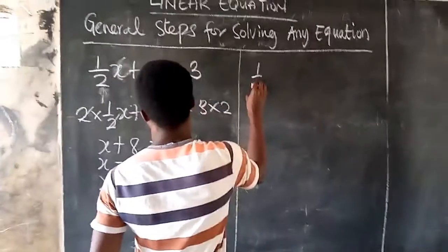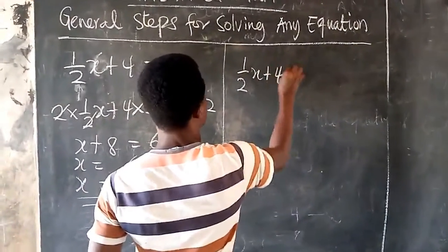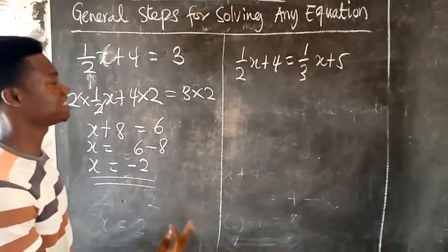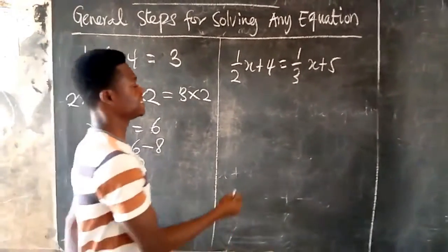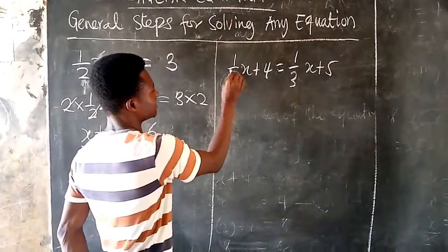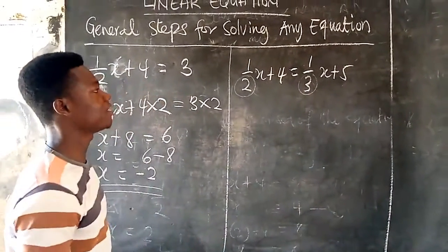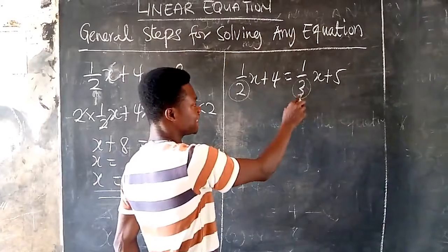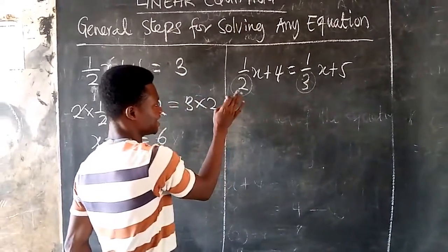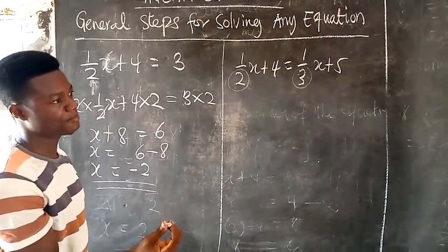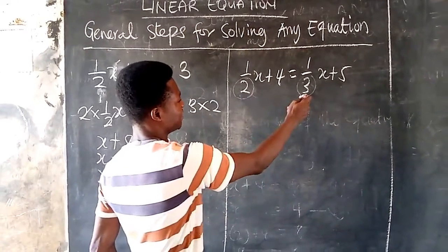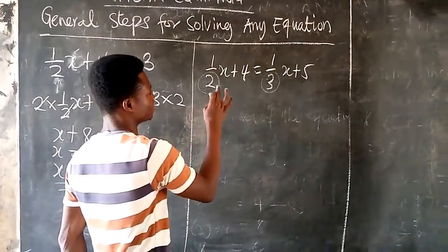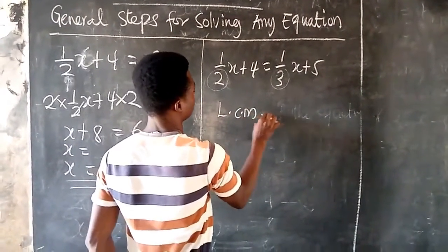Let's take another example. If I have 1 on 2 x plus 4 is equal to 1 on 3 x plus, let's say, 5. This is an example of an equation involving fractions, and you need to find the LCM of the denominators. This denominator can divide itself, but I cannot divide the other denominator with it, and the other denominator can divide itself but cannot divide the first. What we do is multiply them to get the LCM. So 2 and then 3. 2 cannot divide 3, neither can 3 divide 2. So we say that the LCM is the multiplication of 2 and 3. So our LCM is equal to 6.